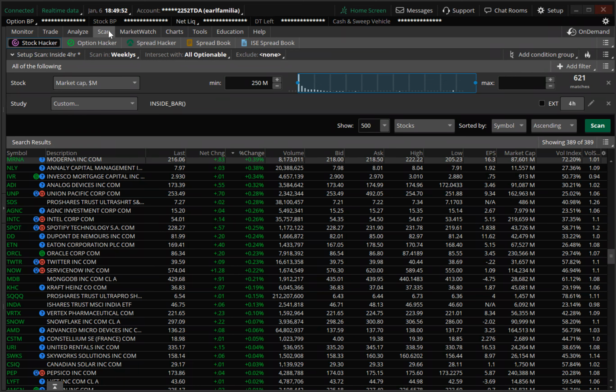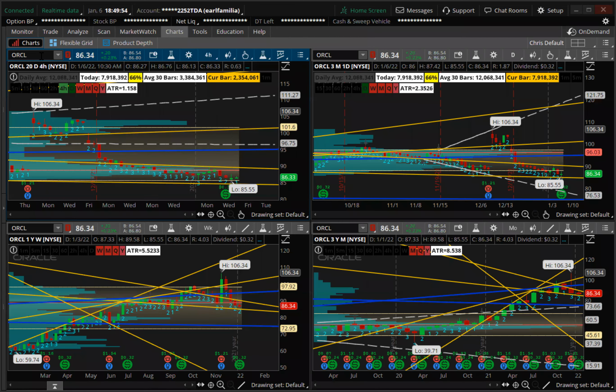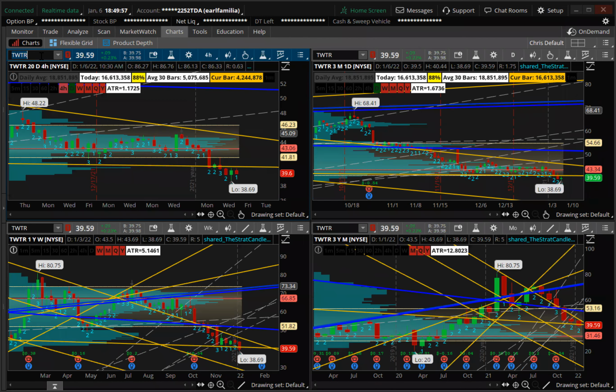Twitter, Snow, Pepsi. Definitely, I would look for a downside trigger. The 212 on the 4-hour below 39.59. That is definitely a put.